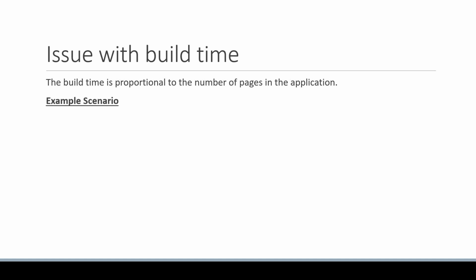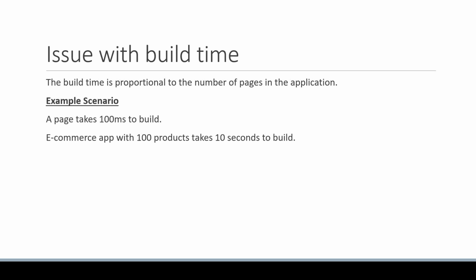To build the application we currently have, it takes approximately 25 seconds. Of course, there are a few parameters that play a role, but let's assume the best case scenario. Let's assume a page takes 100 milliseconds to build. If we have a small e-commerce app with around 100 different products, to build the app, we would need 10 seconds. Seems reasonable. But if you have a very successful e-commerce app, you might have several thousands of products.